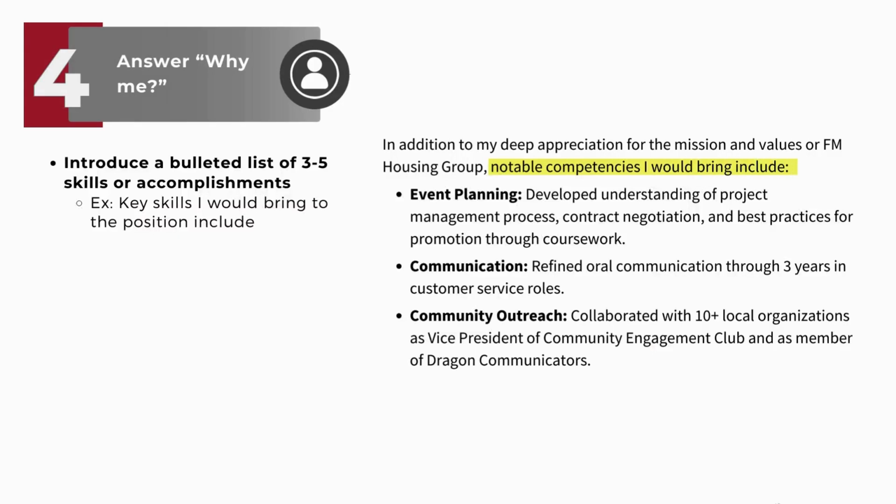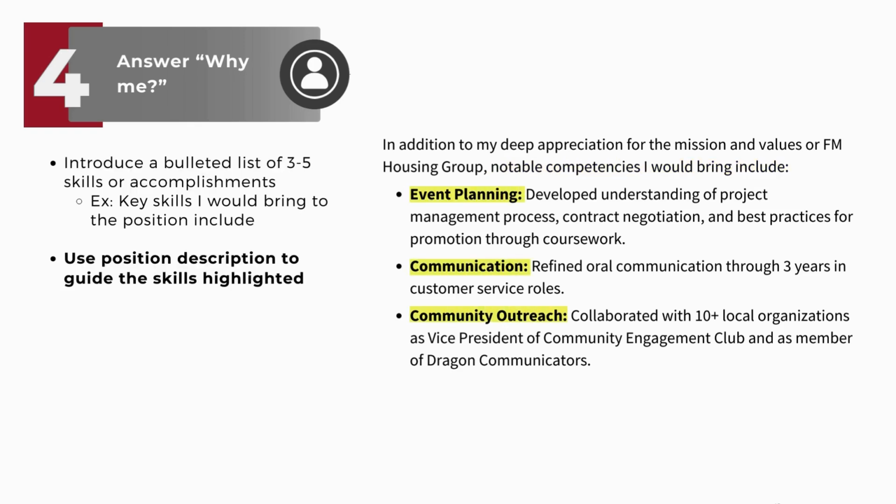Your requirements outline will give you helpful ideas for writing this section. Introduce a bulleted list of 3 to 5 skills or accomplishments with a sentence like, notable competencies I would bring include, or key skills I would bring to this position include. Use the position description to guide which skills you highlight. Bold those skill words in the bullet points. Chris used ideas from their requirements outline, including event planning, communication, and community outreach.